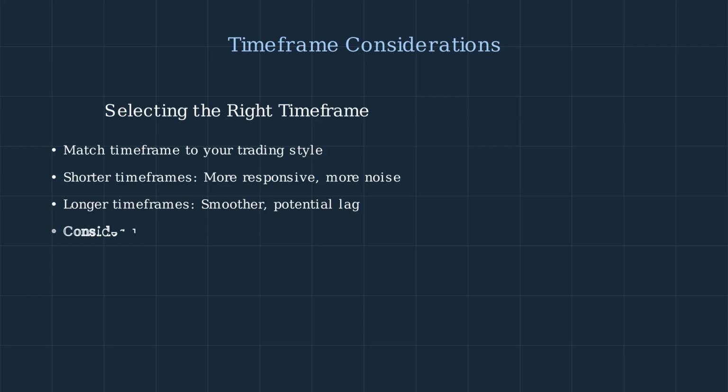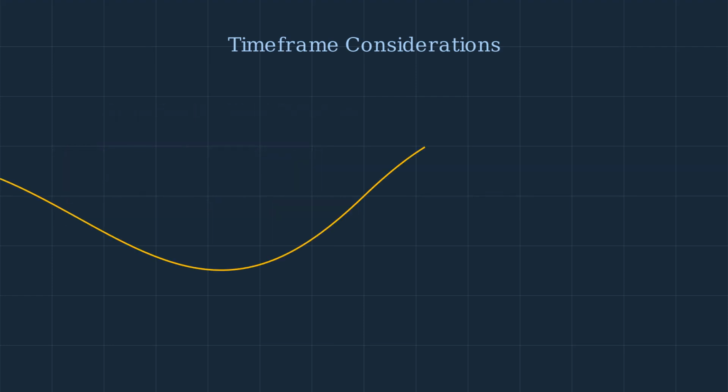When selecting a timeframe for Williams-Cent-R, there are several key points to consider. Ultimately, traders should align the indicator's timeframe with their trading horizon, shorter for day trading, longer for swing or position trading.